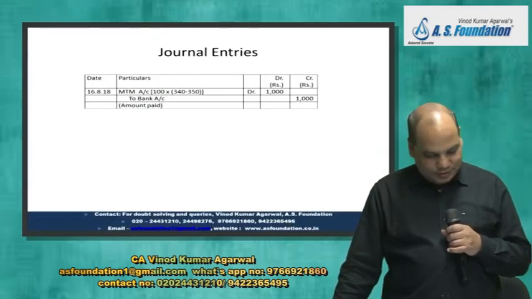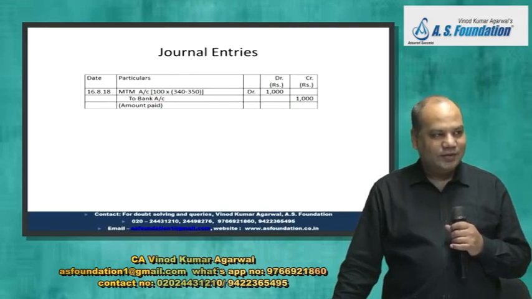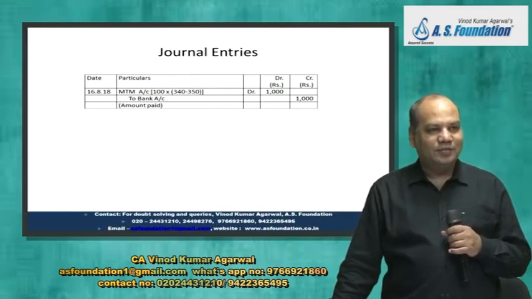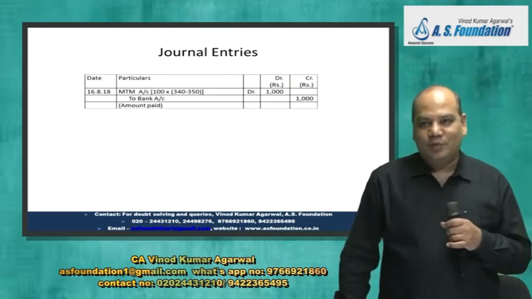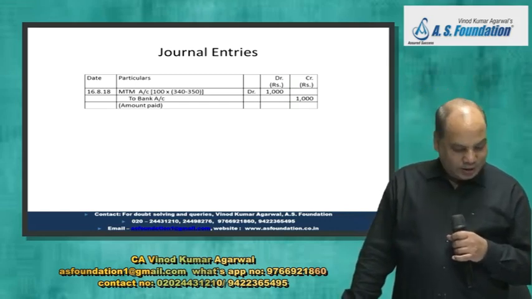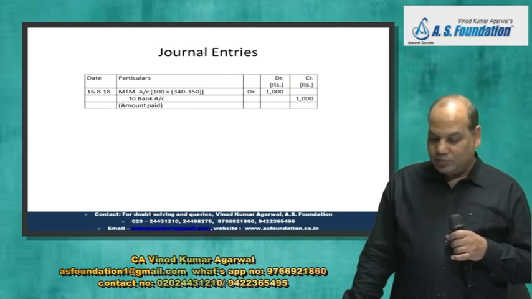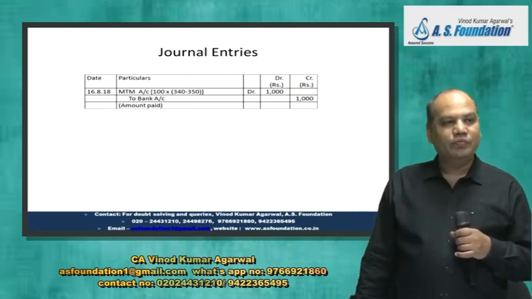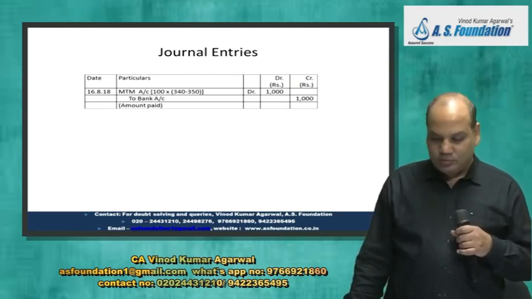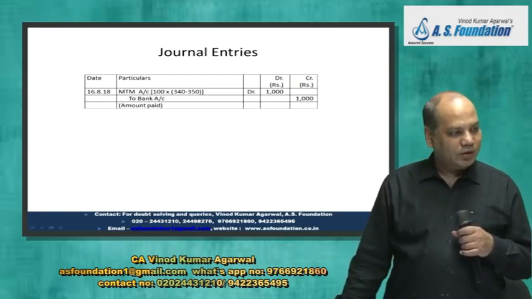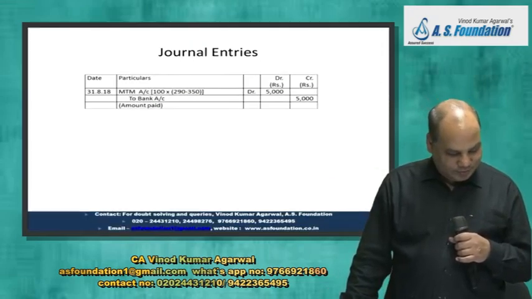Next day, there is a decline. Sad. 10 rupee decline. Now you pay the mark to market margin. 10 rupee into 100. Date write down 16th August. MTM account debit to bank account 1000. MTM to bank 1000. Done? No? Yes. One more entry.